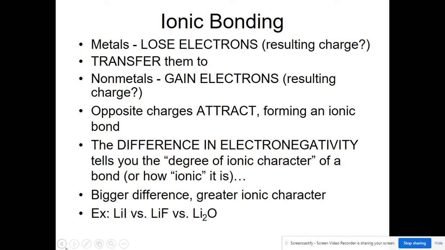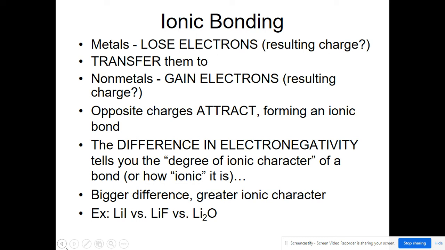So when we have ionic bonding, metals will be losing electrons, and this will result in a positive charge. They become cations. They're transferring those lost electrons to a nonmetal, which gains electrons, and these form an anion with a negative charge. These opposite charges attract, and this is what forms an ionic bond. The reason why this happens is because of the large difference in electronegativity.